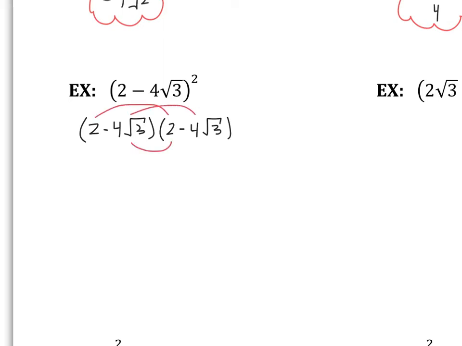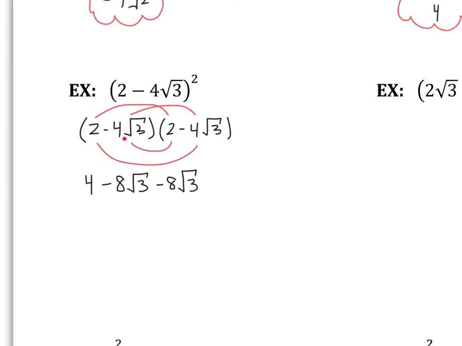So what we're going to do is we're going to FOIL. All right, so when we FOIL, we just have to remember when we're dealing with radicals, we multiply coefficient times coefficient and radicand times radicand. So I'll kind of walk you through what I'm talking about. So the first is 2 times 2, so we get 4. Then we've got 2 times negative 4 root 3. So the 2 times the negative 4, we get negative 8 root 3. Now we're going to have negative 4 root 3 times 2. So the negative 4 times the 2, so another negative 8 root 3.